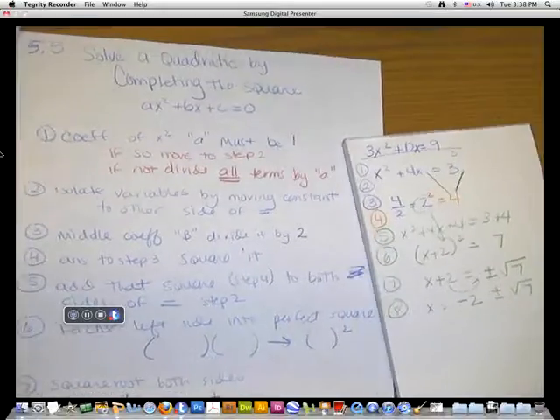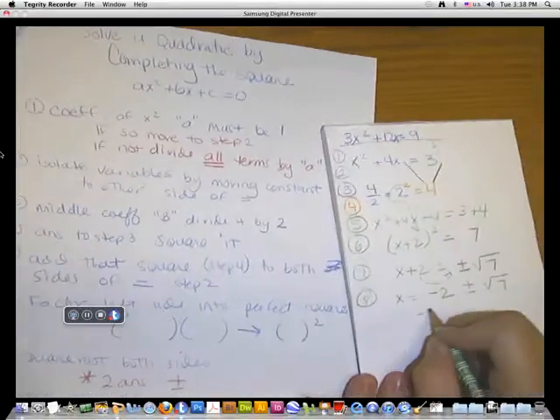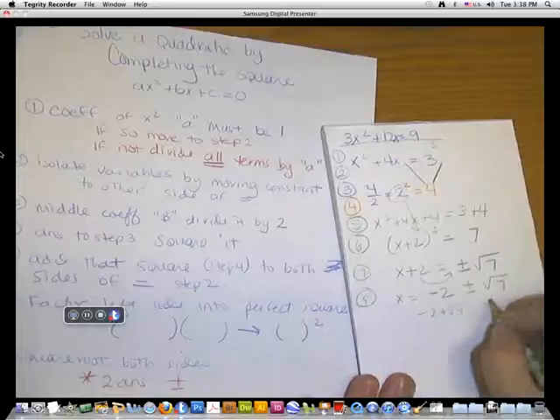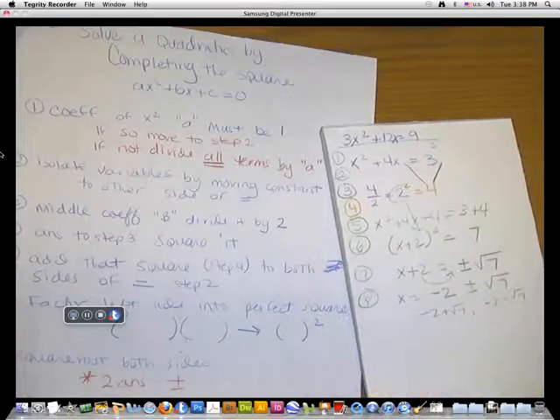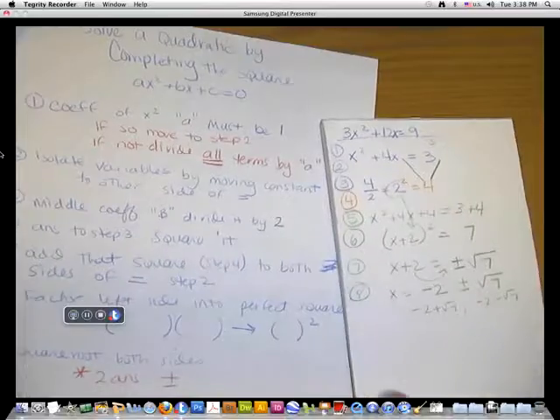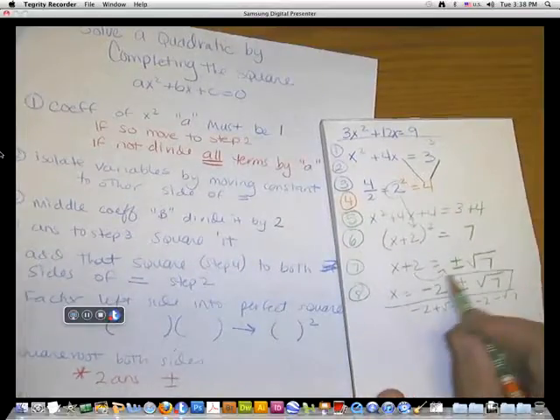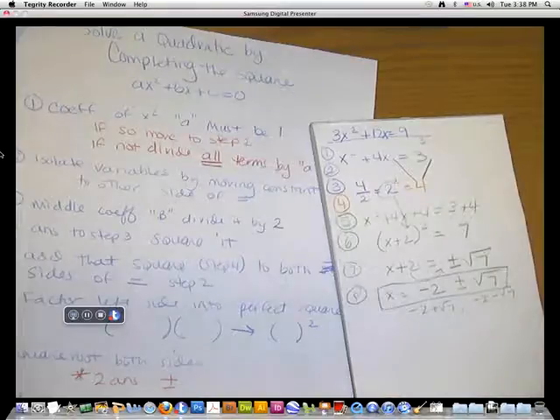And you can leave it that way. You do not need to separate it into negative 2 plus root 7, negative 2 minus root 7. You can if you like, but you don't have to. You're welcome to leave it just as negative 2 plus or minus root 7.